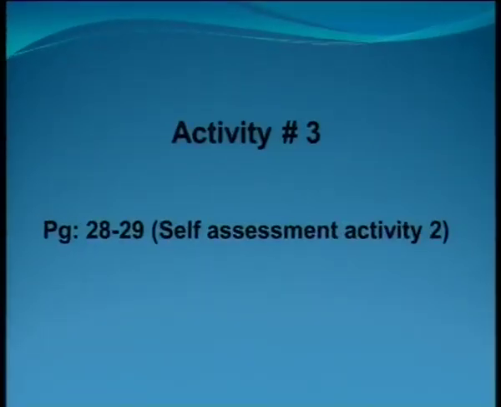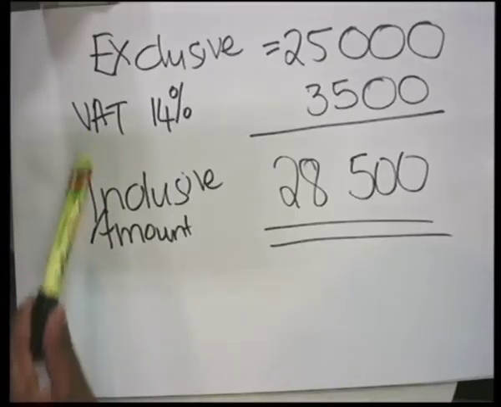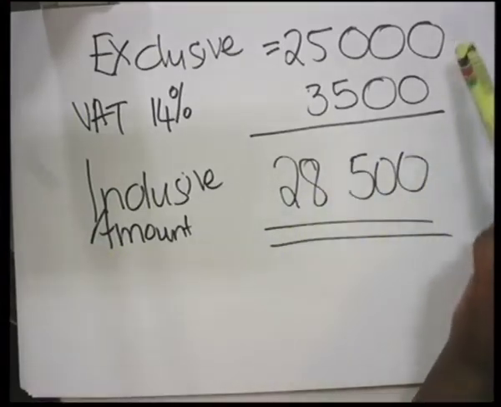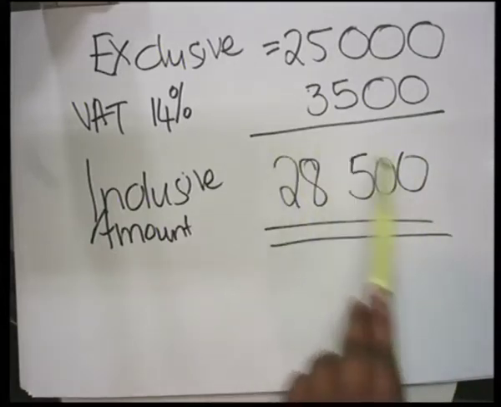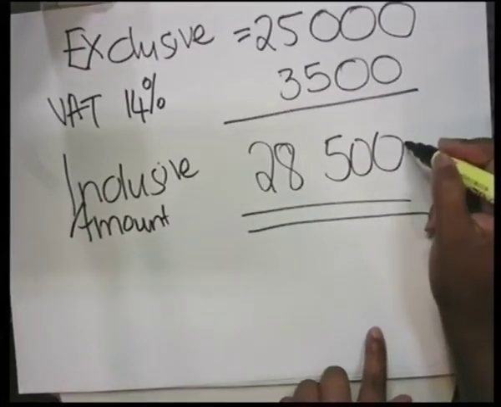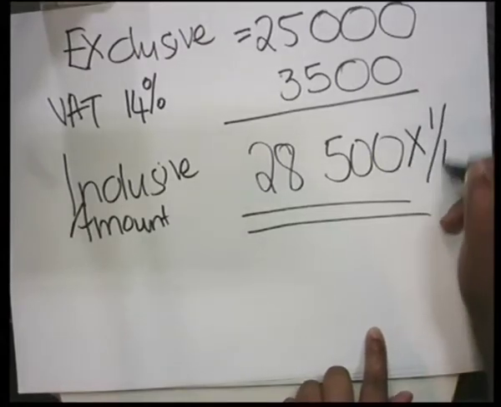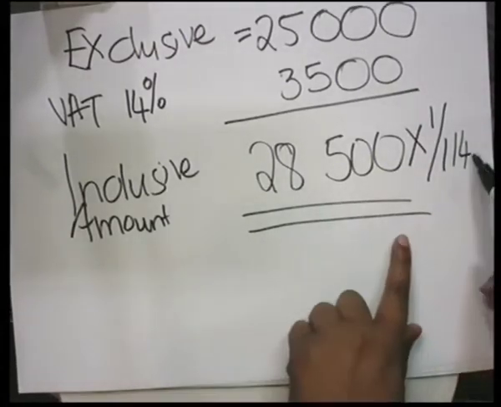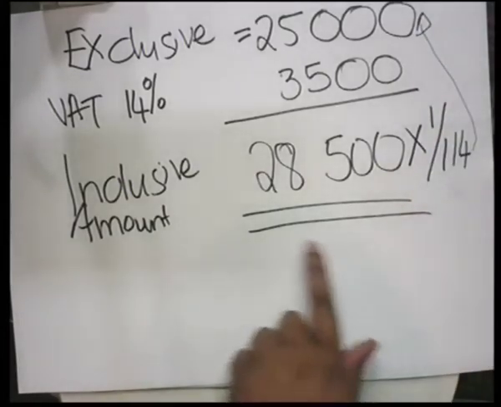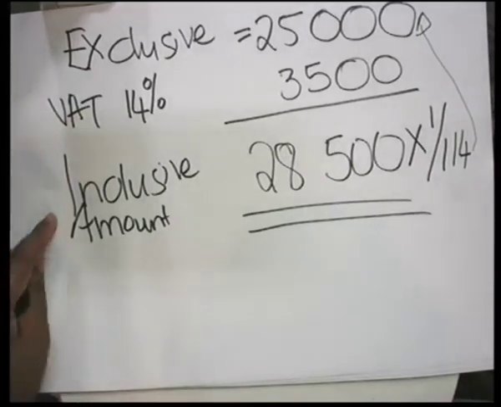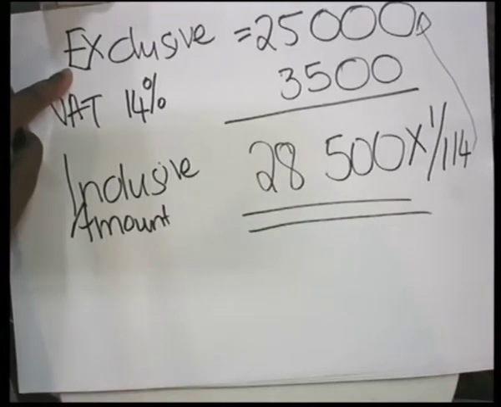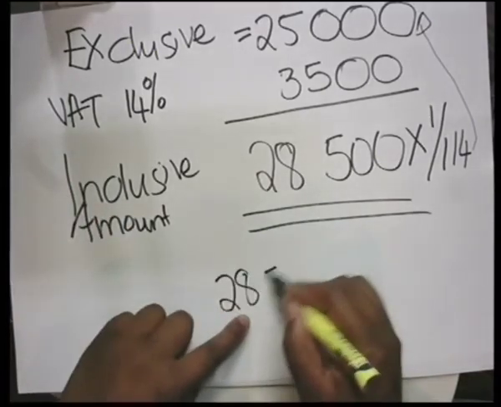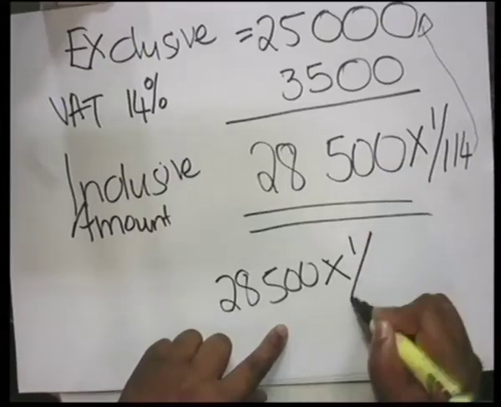It's very important that you know the difference between your exclusive amount, your VAT amount, and your inclusive amount, and also how to calculate all of these figures respectively. So if you were given only the inclusive amount, you will only say this amount, your inclusive amount, times 1 divided by 1.14, and then it will bring you back to the exclusive amount. Let's just make an example. If you were to have just been given the inclusive amount of 28,500 and we want to know what is our exclusive amount, we'll say 28,500 times 1 divided by 1.14.